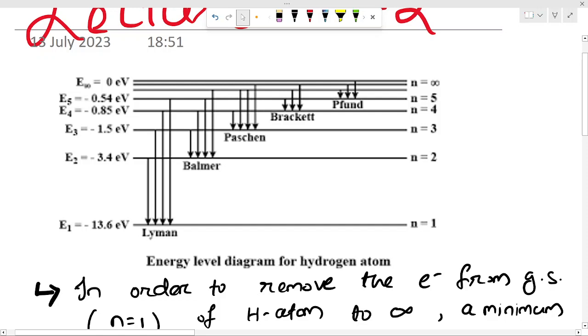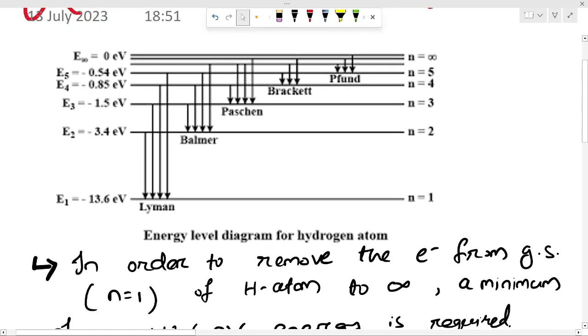Let me show you. The energy of the first orbit of the hydrogen atom is how much? Minus 13.6 electron volt. So in order to remove the electron from the ground state, that is n is equal to 1, from the hydrogen atom to infinity, how much energy do we need? Plus 13.6 electron volt. Okay, it's general.